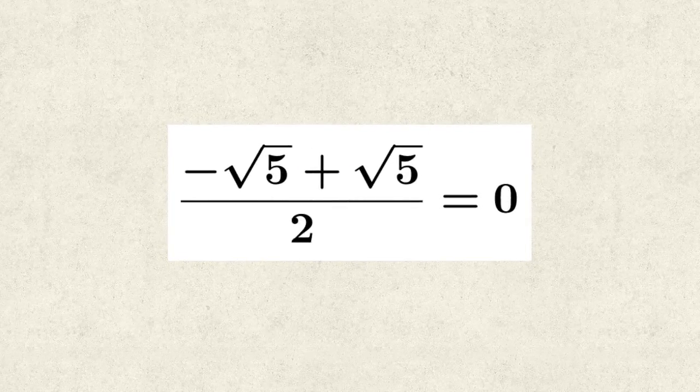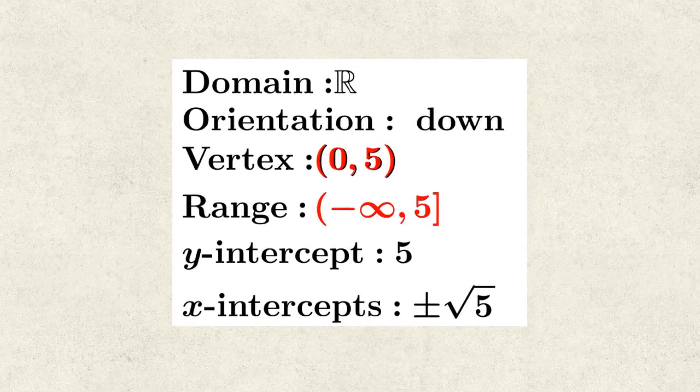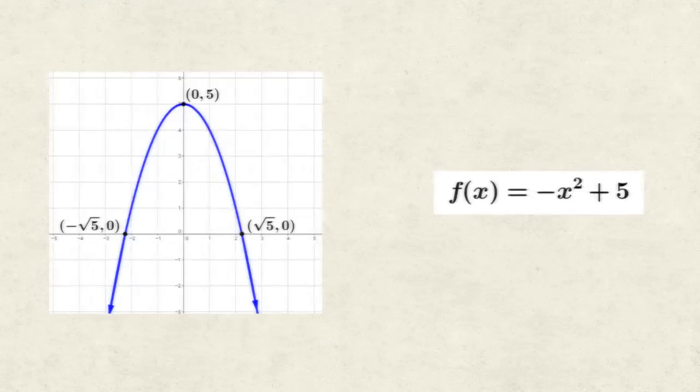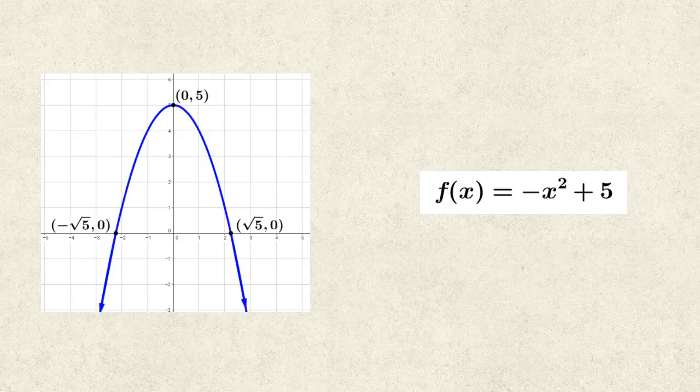We can find the x value of the vertex by taking the average of the two x-intercepts, which in this case is 0. By plugging 0 back into our function, we can actually calculate the y value of the vertex. Thus, we know that the vertex is 0, 5, and that the range is all real numbers less than or equal to 5. Finally, we can graph our function by smoothly connecting all 3 of our points with an upside-down U.